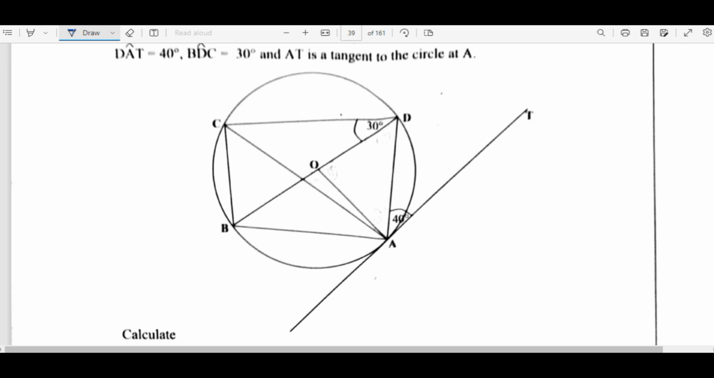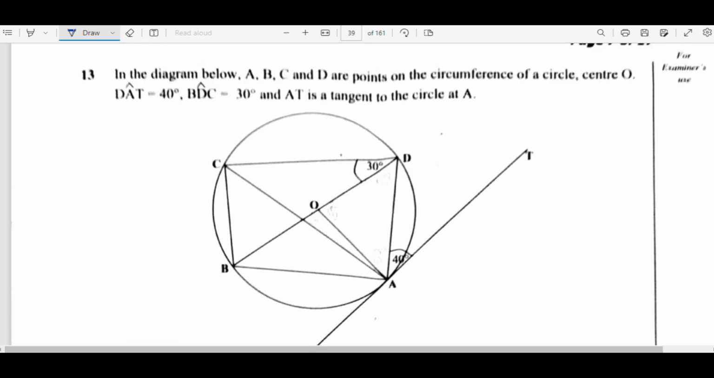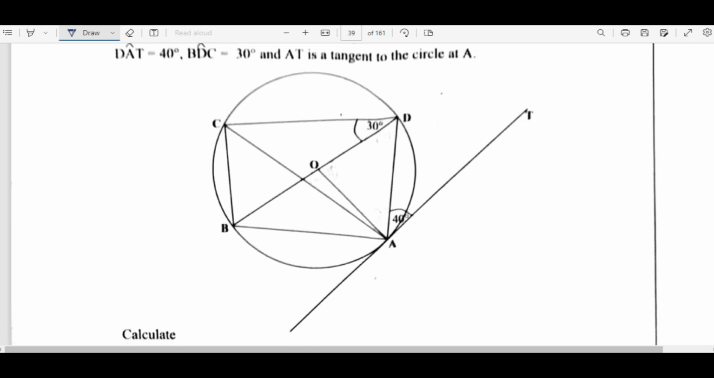So we move on to question 13. In the diagram below, A, B, C, and D are points on the circumference of the circle, center O. DAT is equal to 40 degrees, BDC is equal to 30, and AT is a tangent to the circle at A. Now, whenever you're dealing with circle theorem, make sure you've mastered the 8 properties that are given in textbooks. So now let's look at the first question here.